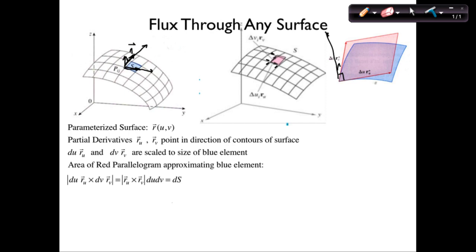Now notice that's the magnitude. That does not have direction. So this dS is the magnitude of the area vector. What's the magnitude of the area vector? Remember? Area, right? So the magnitude of the area vector is the area of your surface. So this capital dS is the area of this red parallelogram. It's just the magnitude.